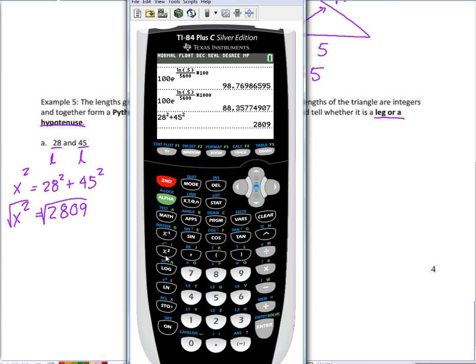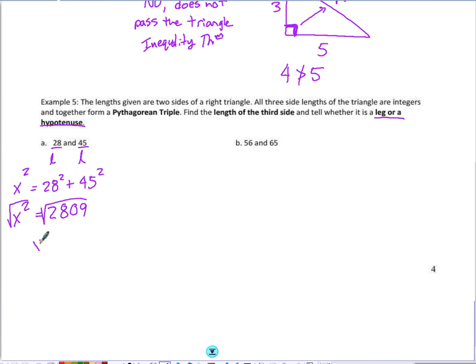If you have something stored in the previous answer spot, you can always hit second negative sign, which will put in whatever that answer is under the square root. My value comes out to 53. So if the missing value is a whole number, or a positive integer, then I know that I found the correct side, which makes this side the hypotenuse.